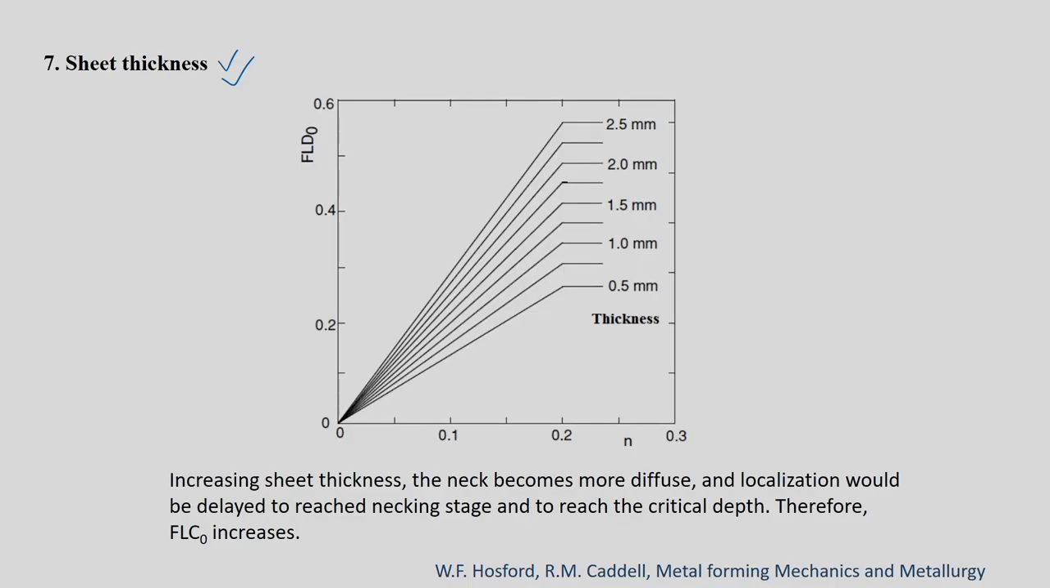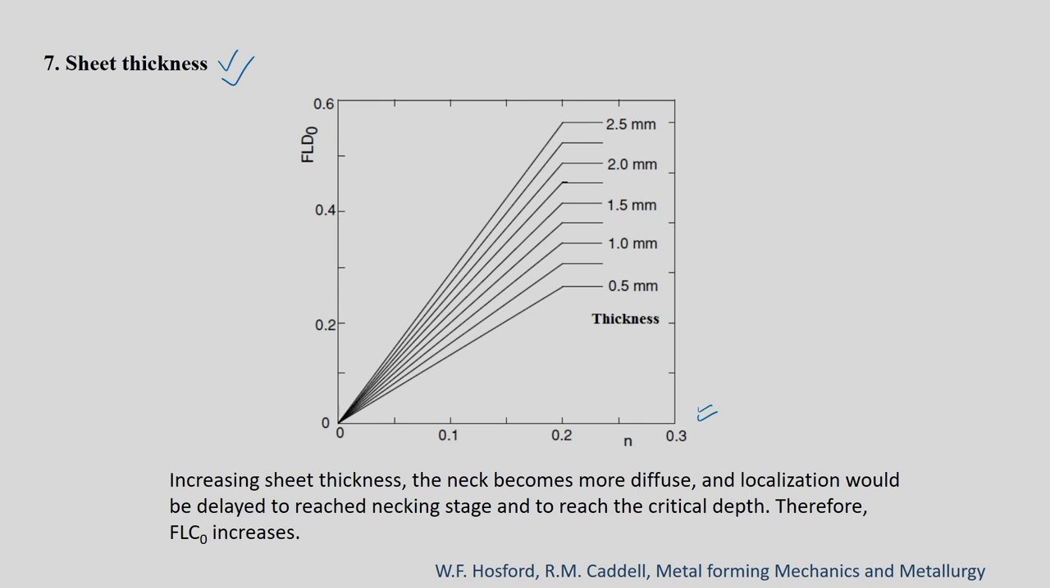Okay, and whatever sheet thickness we are discussing in general is of the order of, let us say, maximum 2.5, 2.8 mm, 3 mm, not more than that. And what is the effect of thickness? That can be explained from this particular simple schematic.